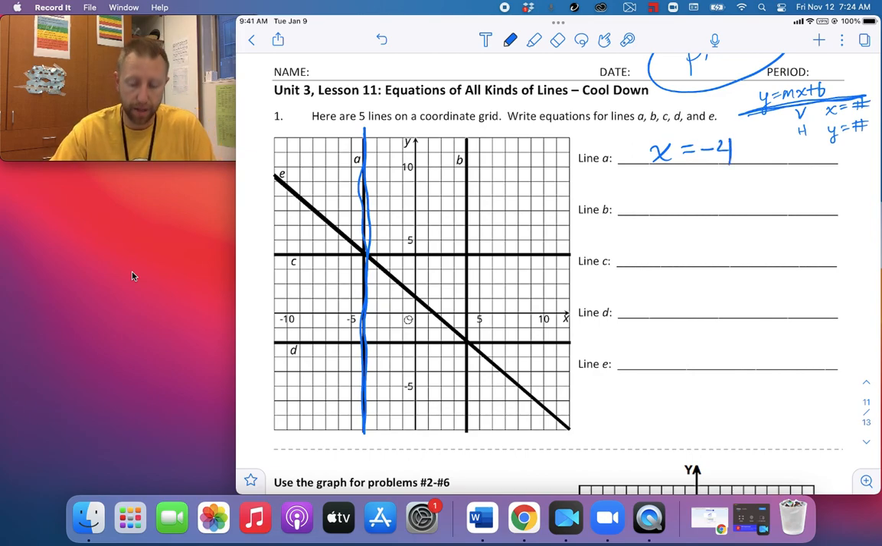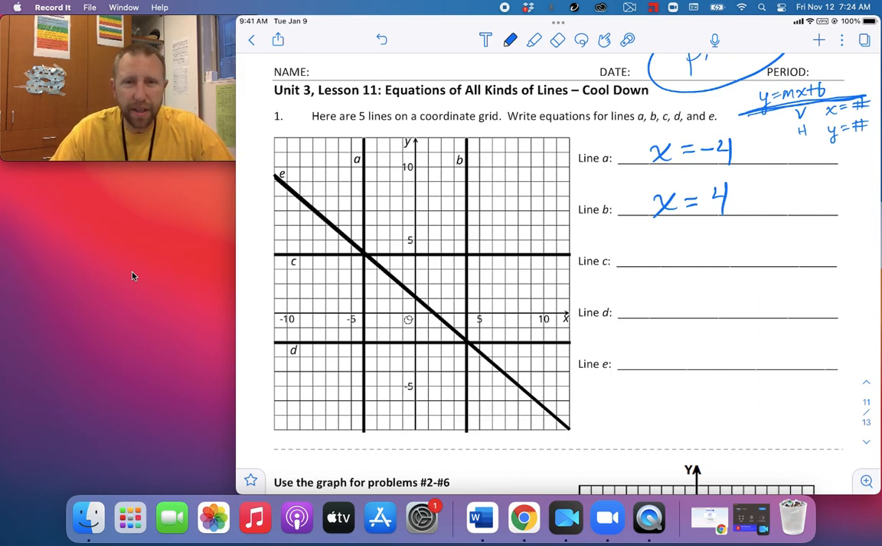All right. The next one, line B, there we go. Another special graph. This one's another vertical line. So I know it's going to be x equals a number. What's this number going to be? Here's the origin. Again, count over. So that's 1, 2, 3. This time it's at +4. So x equals +4.